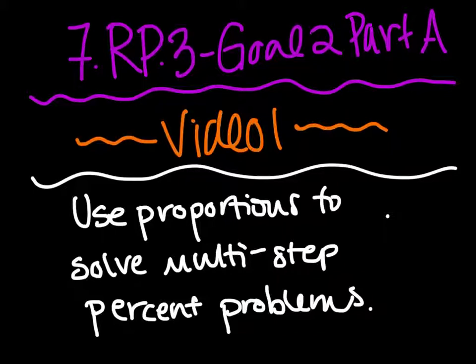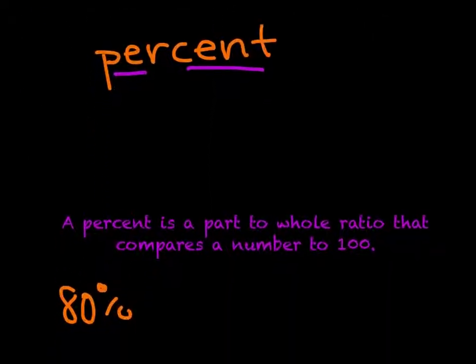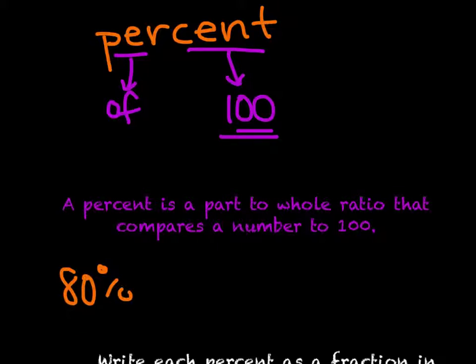Throughout all of these videos, you will be focusing on this standard: use proportions to solve multi-step percent problems. To begin, let's talk about the word percent. If we were to break this down, per means of, and cent means 100. We can think of cent as century, or cents in your pocket. That is all based on the number 100. So in all reality, a percent is a number out of 100.